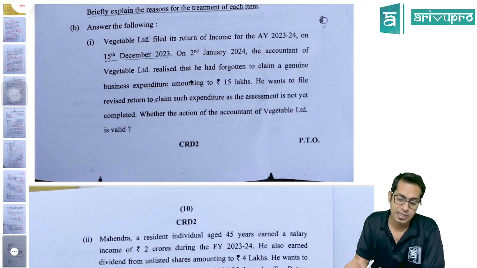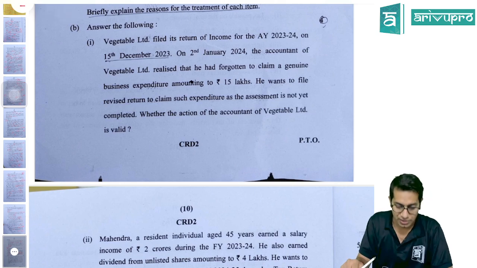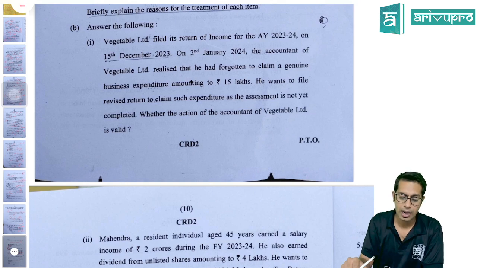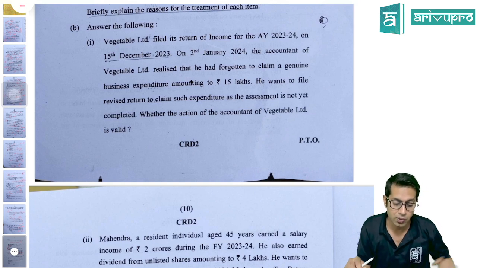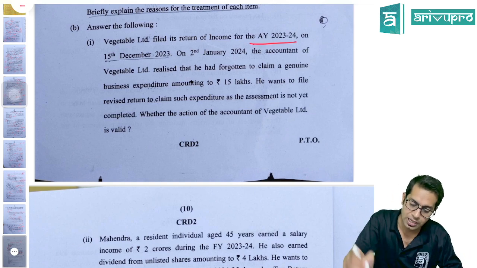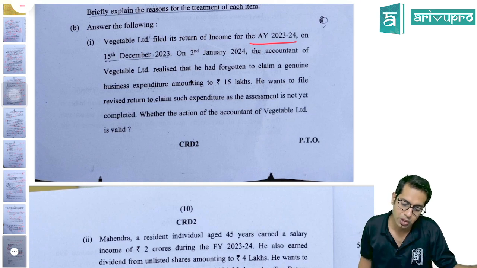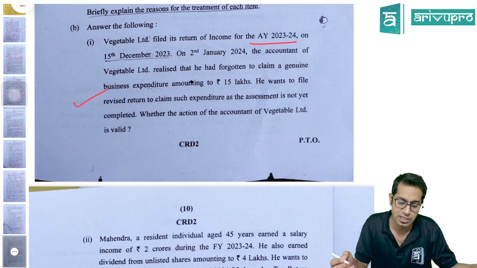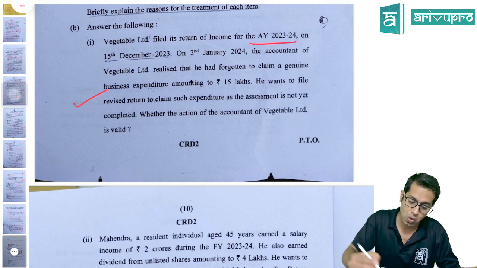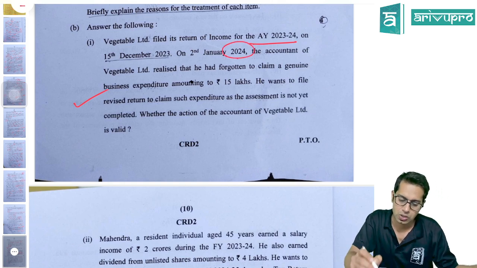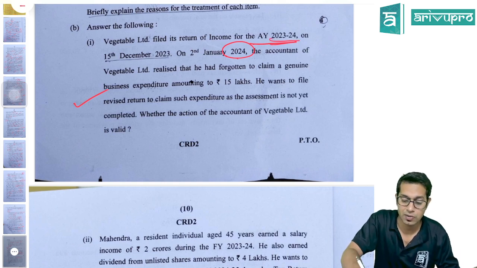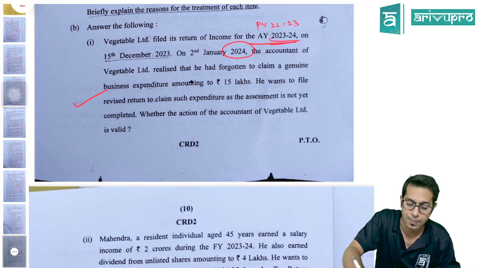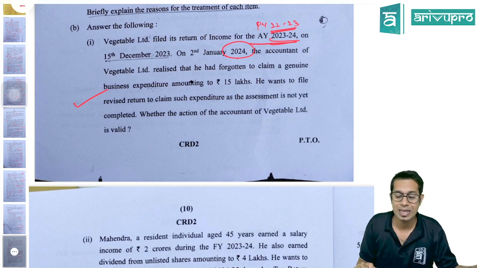Vegetable Limited filed its income tax return on 15th December 23. On 2nd January 24, the accountant of Vegetable realized that he had forgotten to claim a genuine expenditure of 15 lakh rupees. He wants to revise his return. Can he revise the return? Answer is yes, you can revise the return. Why, sir? What is the time limit? When did he file? On 2nd of January. So this is for assessment year 23-24, and previous year 22-23.